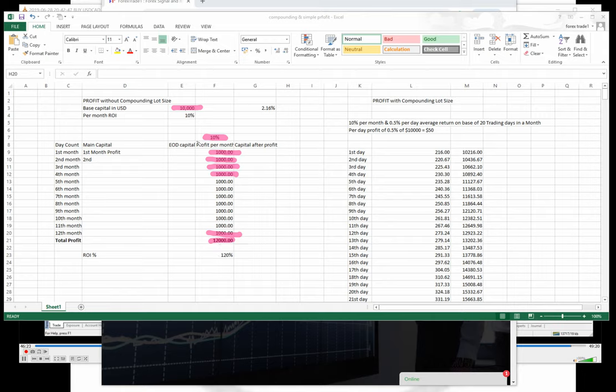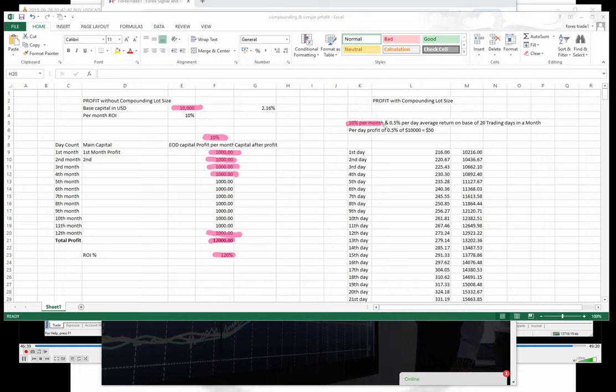So until 12 months he will have earned $12,000 profit over the capital of 10,000. So his ROI will be 120% in 1 year with monthly 10% ROI. Now the same thing we will calculate on the compounding profit basis.